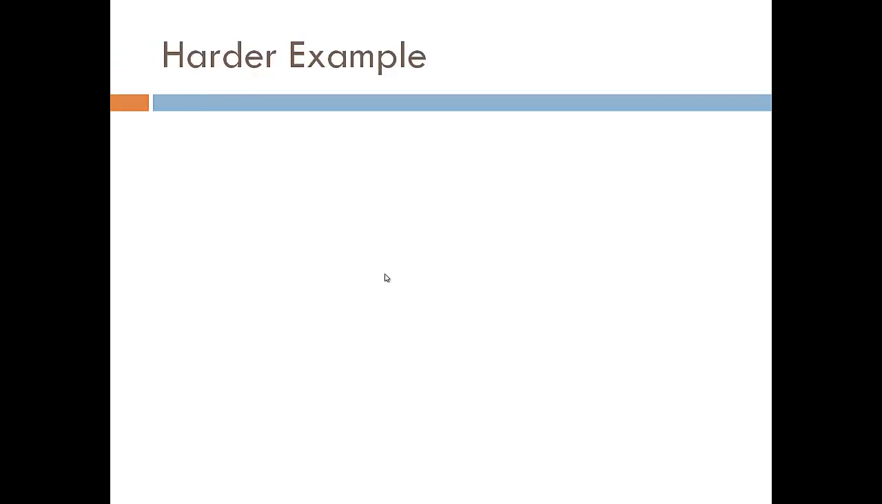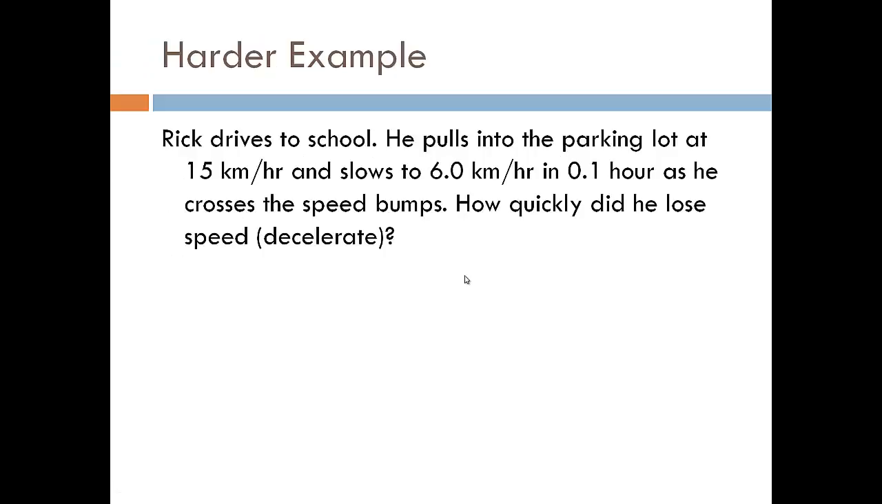Ooh, let's do something harder. Rick drives to school. He pulls into the parking lot at 15 kilometers per hour and then slows to 6 kilometers per hour in 0.1 hour as he crosses the speed bumps. How quickly did he lose speed or decelerate? Well, in this case, we have three numbers: 15 kilometers per hour, 6 kilometers per hour, and 0.1 hours.